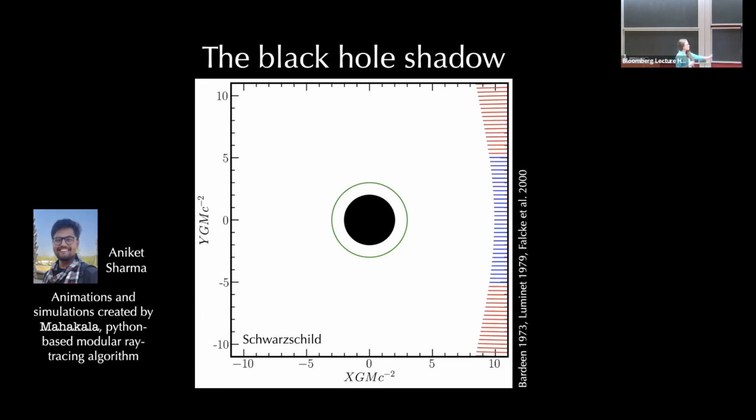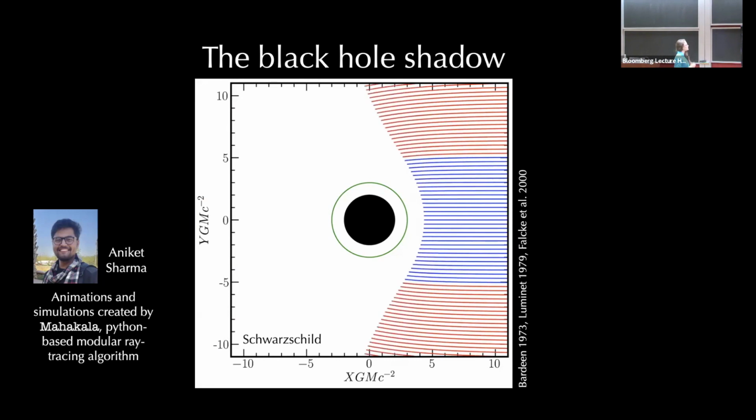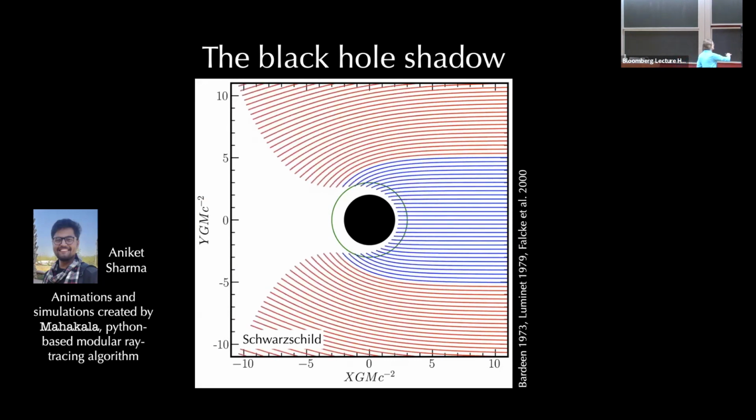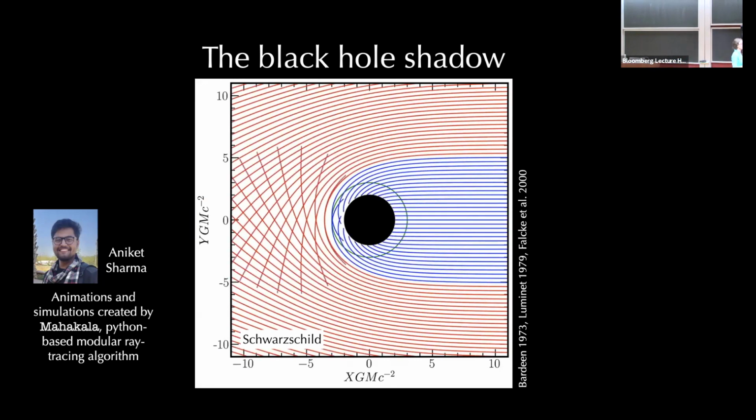I'm going to send a bunch of photons towards this black hole. All of the blue ones will fall into the black hole. All of the red ones will escape to infinity. And we define the black hole shadow boundary as the boundary between these blue photons and red photons.